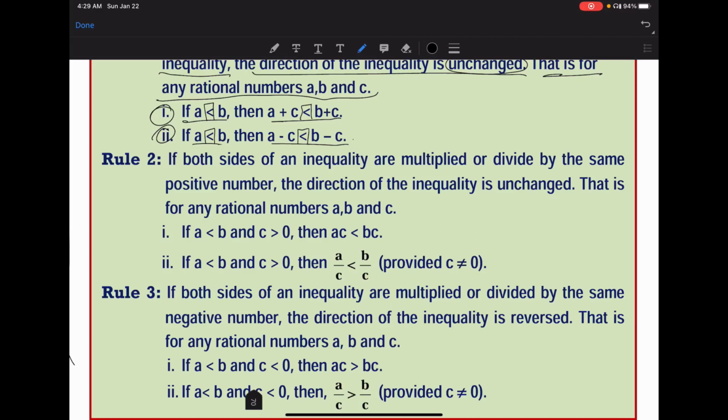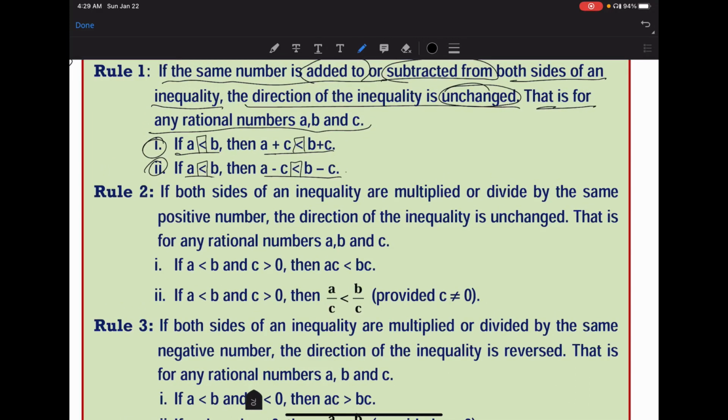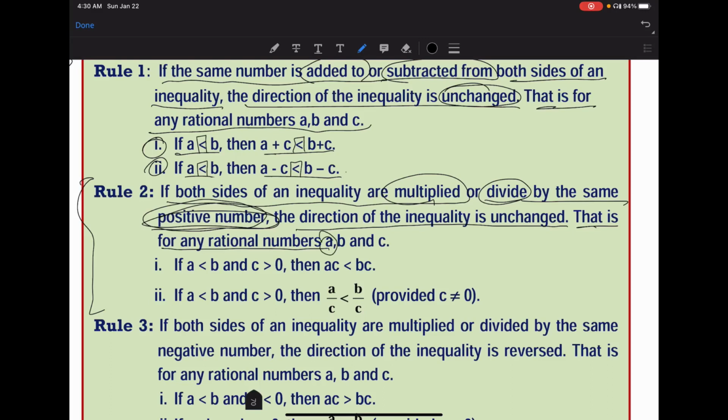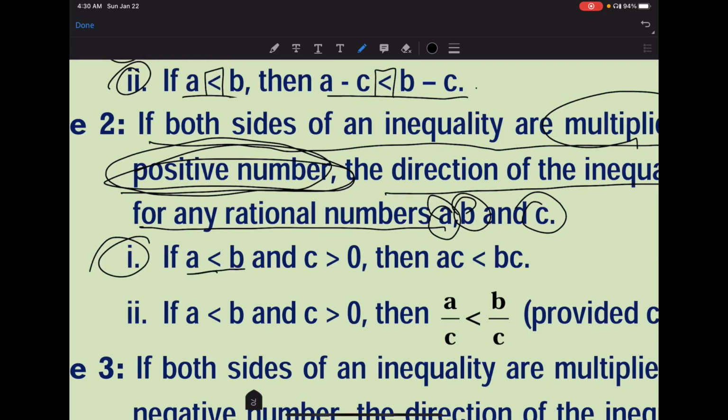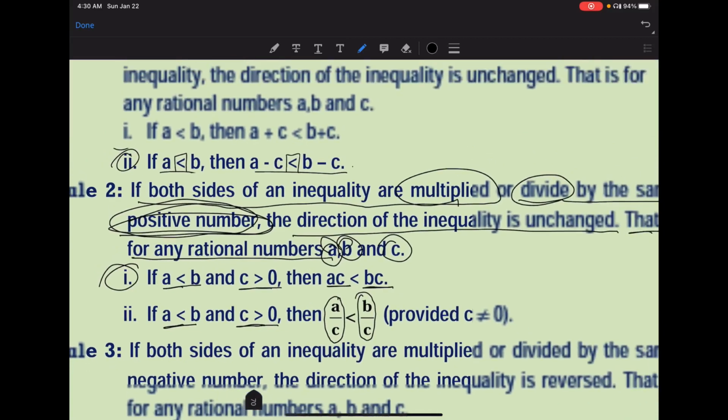Good. Now let's look at rule 2. Everything we did so far used rule 1, by adding and subtracting from both sides. Now rule 2: if both sides of an inequality are multiplied or divided by the same positive number, this is very important, the direction of the inequality is unchanged. That is, for any rational numbers a, b and c, first, if a is less than b and c is greater than 0, then a times c is less than b times c. If a is less than b and c is greater than 0, then a over c is less than b over c, provided that c is different from 0.